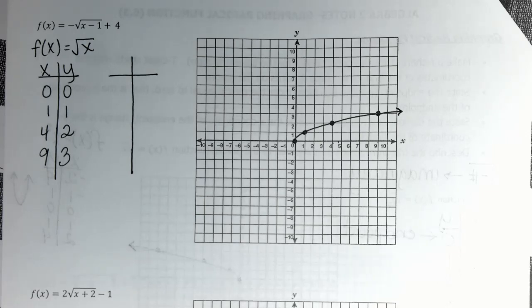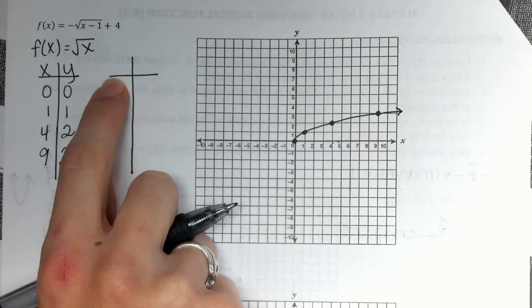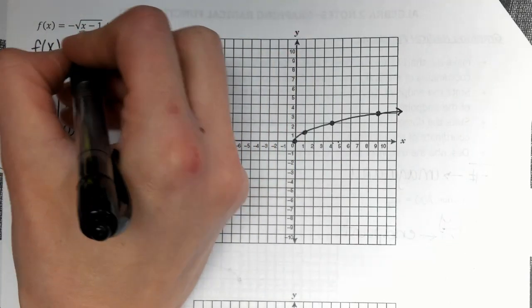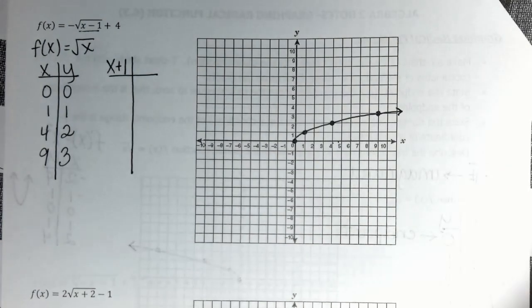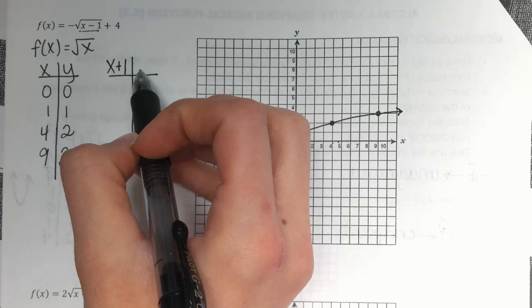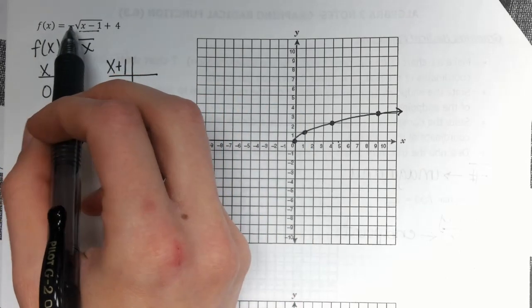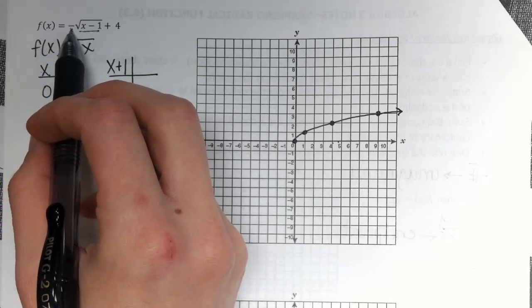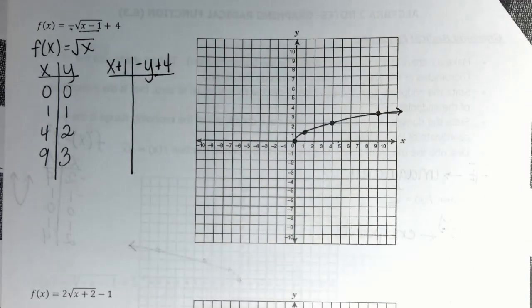Okay, now if you look at your function, for my x, what is happening to my x? What should I put in my table? X plus 1. It says x minus 1 in my function, but it's the opposite, so x plus 1. And then for my y, what am I going to have? So you have the negative out front, so negative y plus 4. So anything that is outside of your radical, you put for your y.